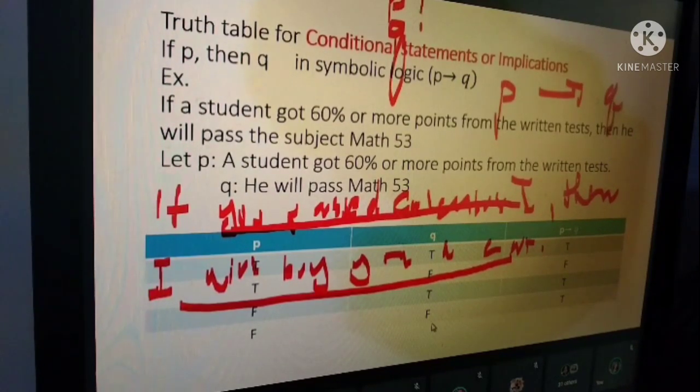Ibig sabihin lang nun, pag binasa natin, P implies Q, o di kaya pwede mo siyang versahin ng if P then Q. Parang sinasabi mo na, if you pass Calculus 1, then I will buy you a new car. Yung Q natin is, I will buy you a new car.